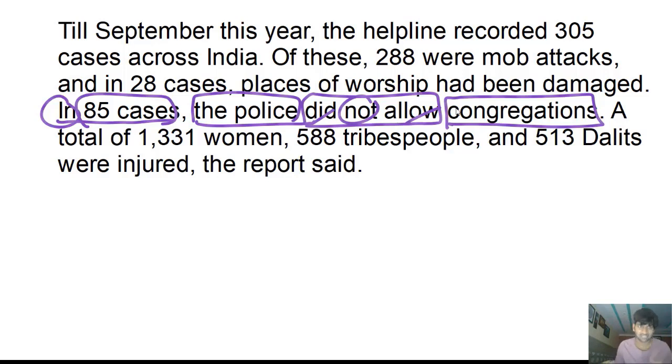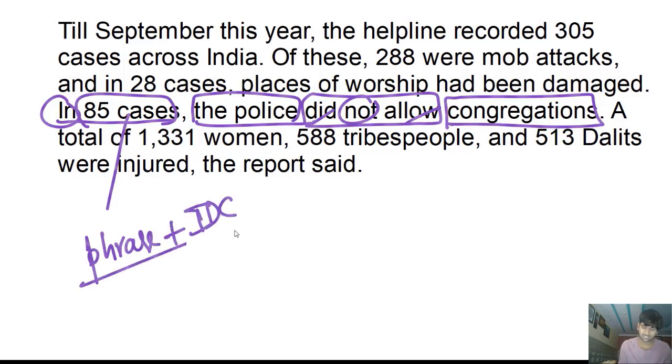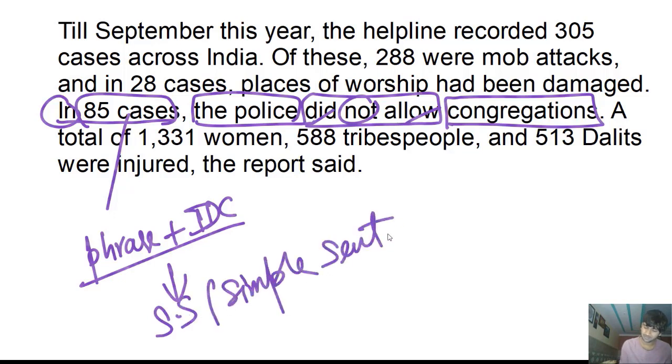All right. So this is the next sentence: prepositional phrase plus independent clause. Again, a simple sentence. The police is the subject of the sentence. Did allow, verb phrase, not negation. Congregations. The police did not allow what? Congregations.